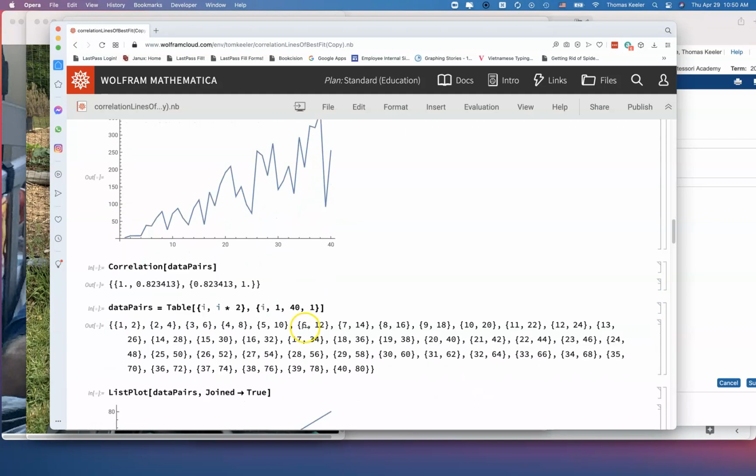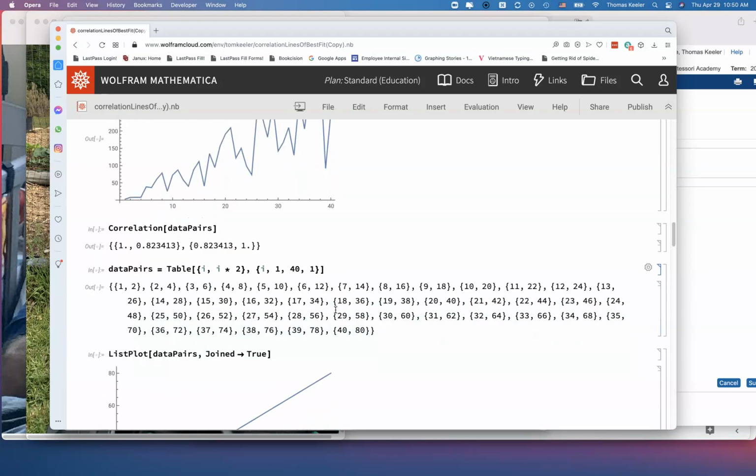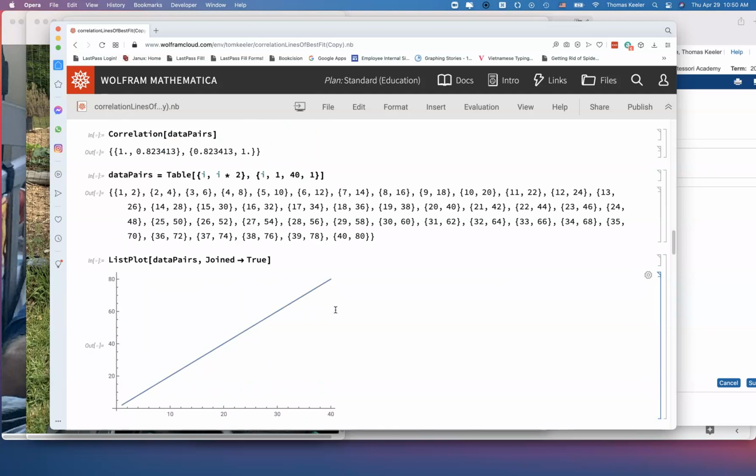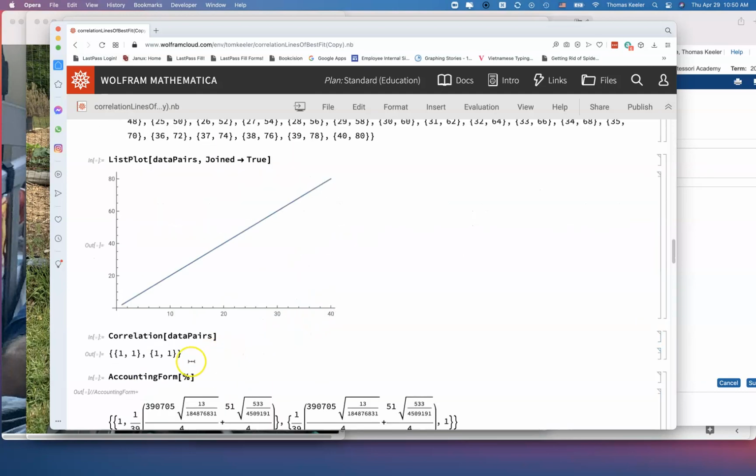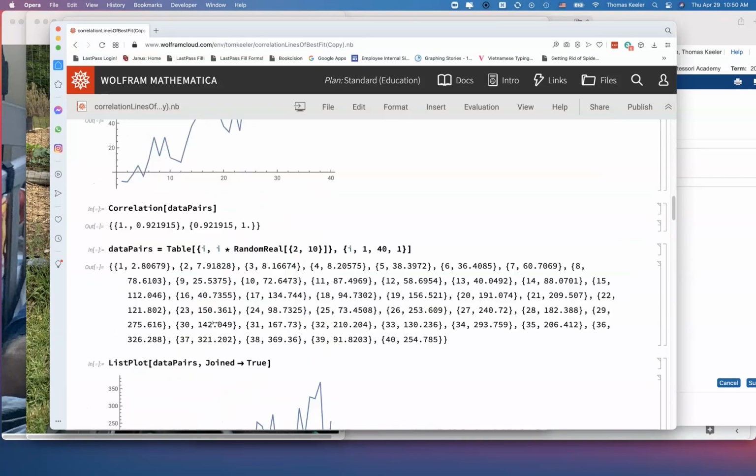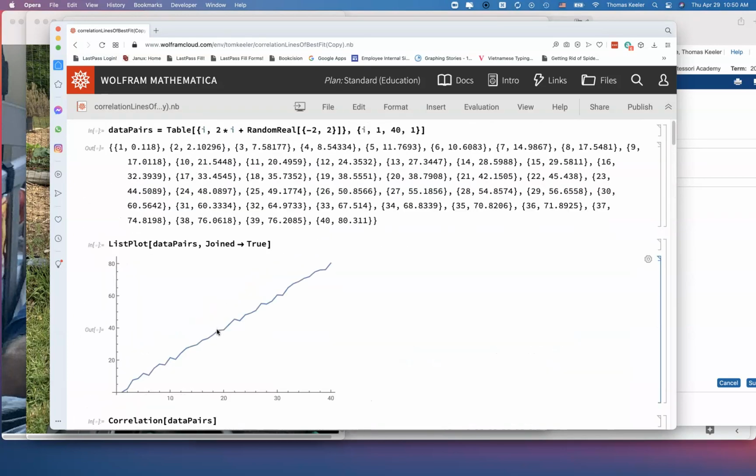And then just to remind ourselves, what if you just multiply by 2? If you just multiply by 2, then you get a y equals mx kind of line. And what do you think the correlation is for that? And it is 1. So we're going to work on that in our exercises. So there's what you need.